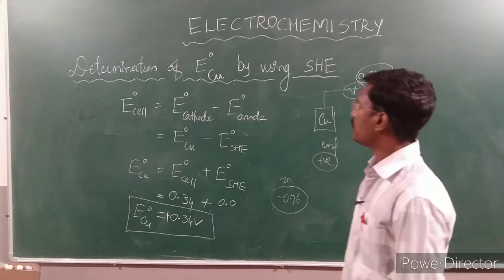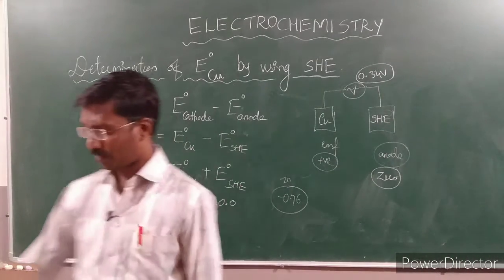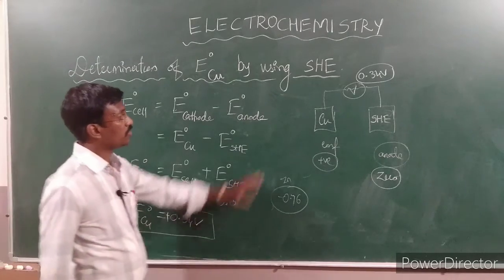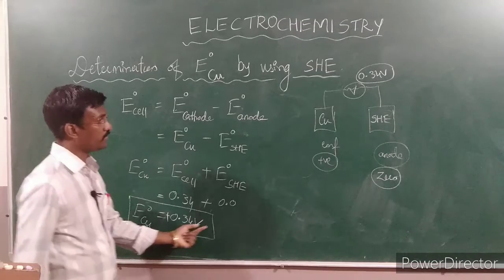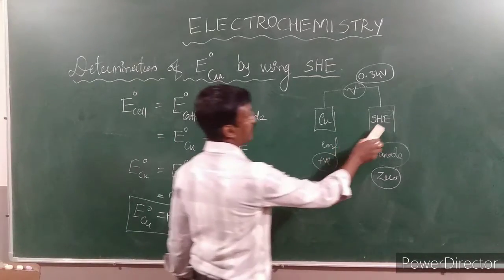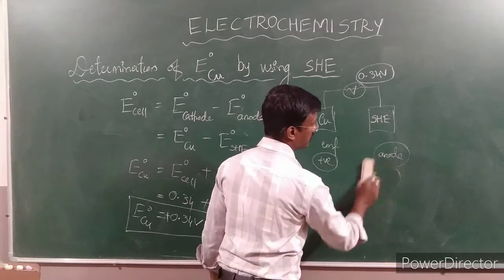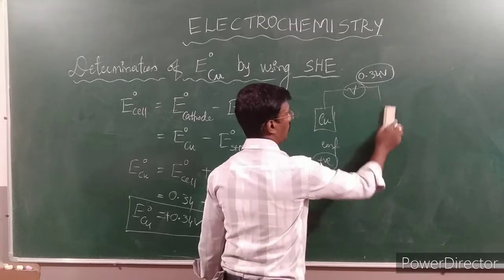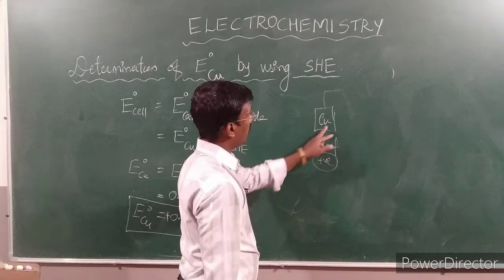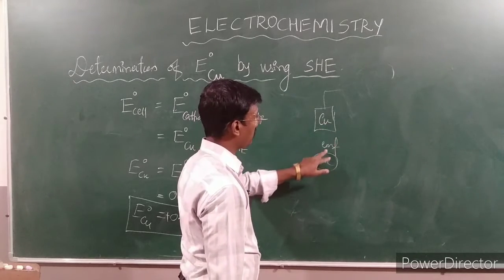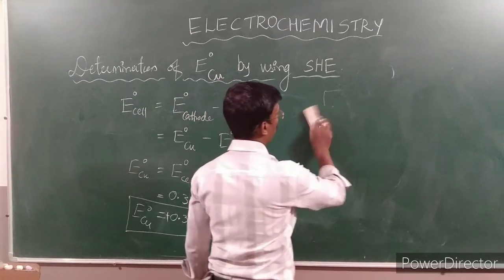This is about the determination of the electrode potential of copper. You have to remember how we connected it and how we obtained this 0.34. You connect the SHE to the anode and it is considered as 0. And when the SHE is connected to the anode, the EMF value obtained for the other electrode is a positive value.